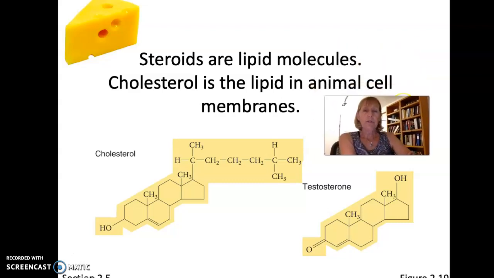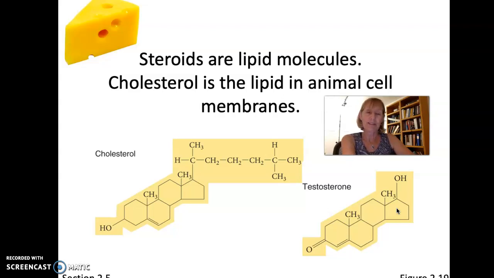The last one I want to show you here is steroids. Steroids are also lipids, they're also fats. So how would you recognize a steroid? Cholesterol is the other example here that I'm showing you. This one's cholesterol, and this is testosterone. Okay, so when you have these rings, 3 rings with 6 sides and one with 5, you're talking about a fat still. And it could be cholesterol, it could be a steroid.